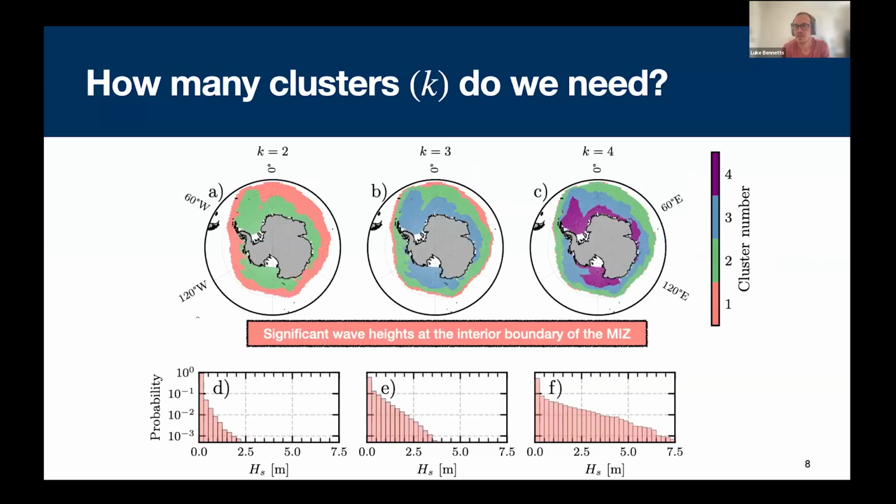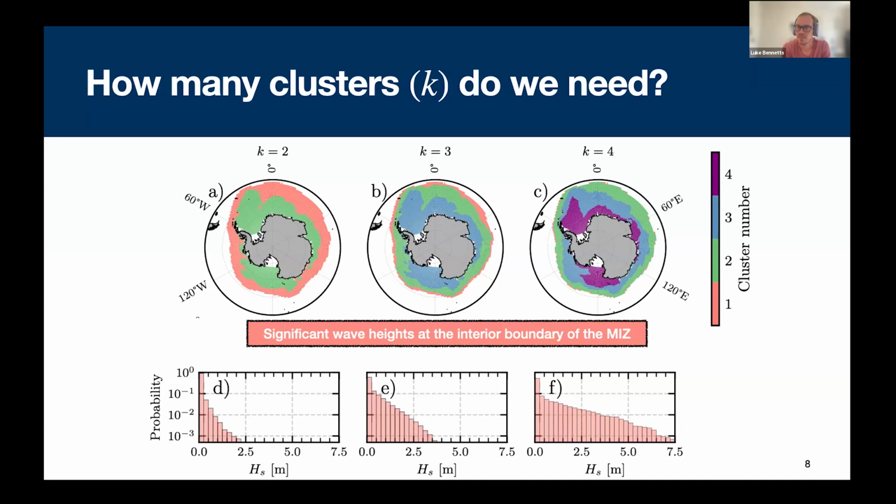So the first question that we have to answer, the main question, is how many clusters are we going to use? What I'm showing you here are some example results where we chose either k is equal to 2, 3, or 4 clusters. So going from left to right. And these are just at the sea ice maxima in some year.